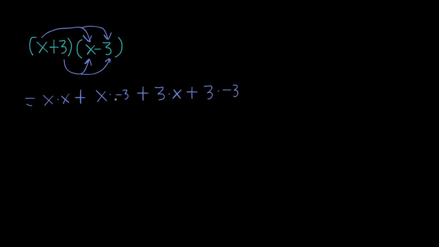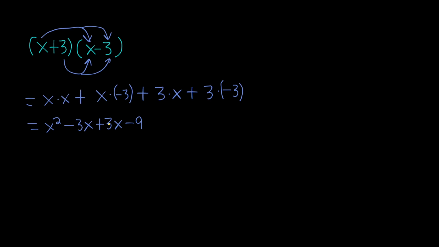And if it helps you conceptualize it better, you're welcome to put the negative 3 in brackets. Doesn't really make a difference. Okay, so that's going to give us x squared minus 3x plus 3x minus 9. Now, in this case, we have to add like terms.